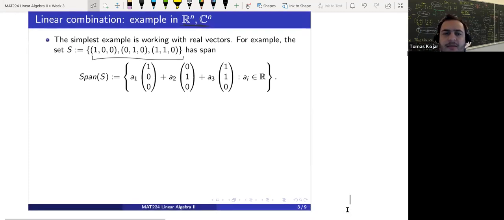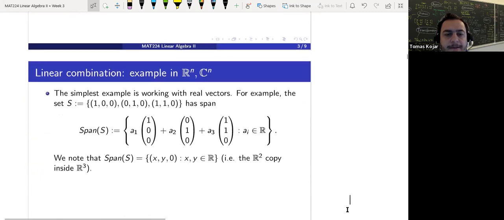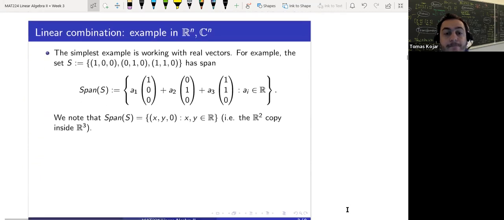I think this is simple stuff. Of course, what we're interested in is what exactly that span is. So it has a closed form and it's just of the form (x, y, 0), where x and y are in R. So the span of these 3 vectors is just the copy of R2 inside R3.